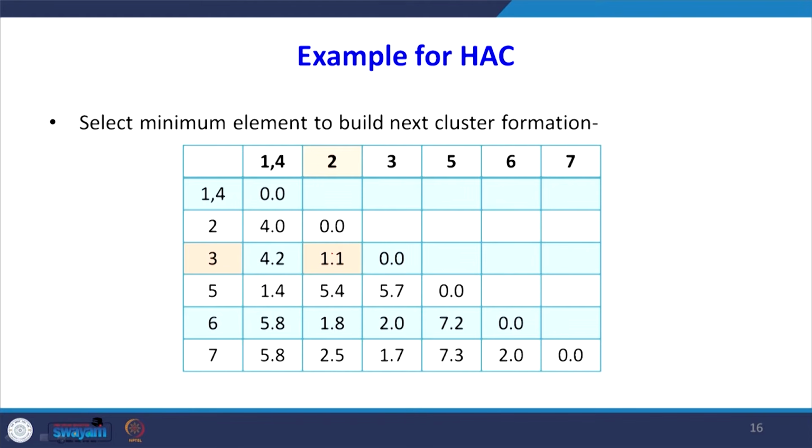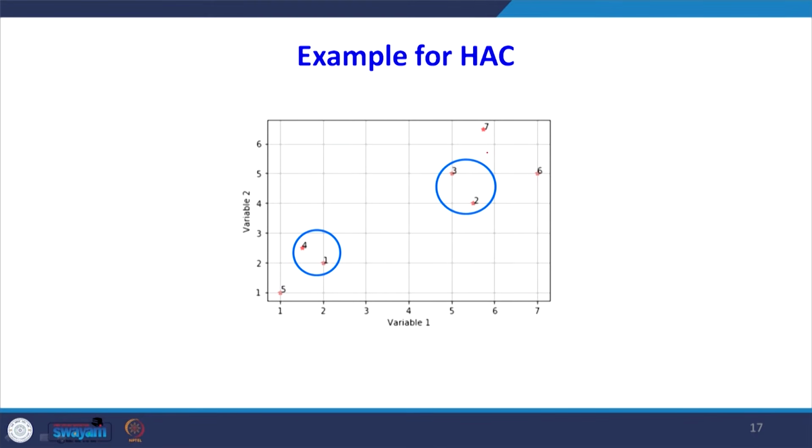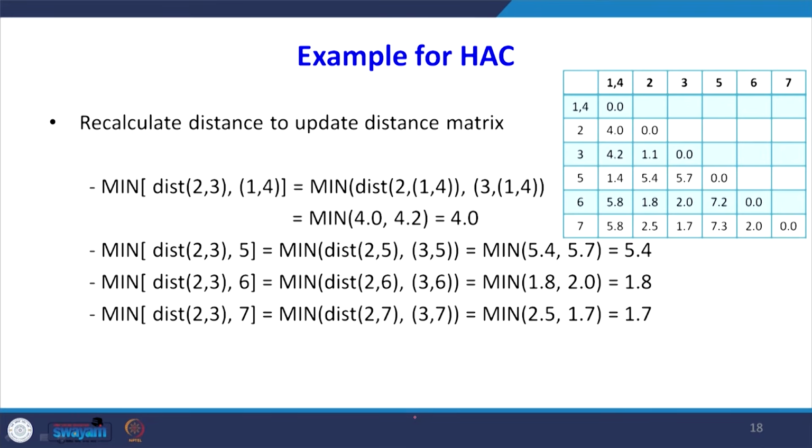So this 1.1 is minimum, that forms 3 and 2. So now what is happening? The 3 and 2 is going to form one cluster. Now since 2 and 3 formed a cluster and already there is one cluster 1, 4, we are going to find out the distance between 2 and 1, 4 and 3 and 1, 4.